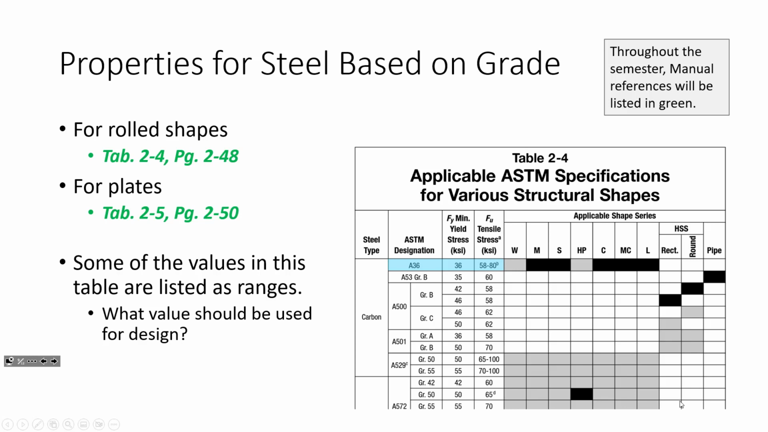Okay, so if I were to ask you, what is the yield stress for A36 steel? What is it? I have it highlighted here on the slide, but you know, it's 36 KSI. Does everybody see that, right? Yep. Now, what if I asked you what is the ultimate tensile stress? Well, there's a range, right? From 58 to 80. If I was designing a structure, which value should I use?